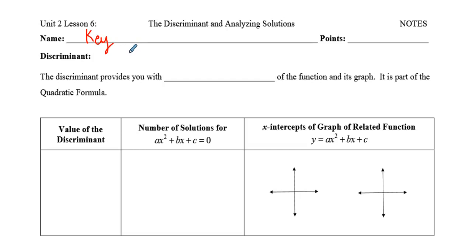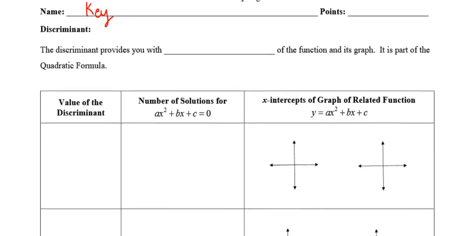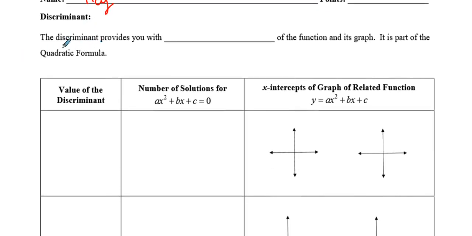Okay, welcome to the Unit 2 Lesson 6 video, which will cover the discriminant and analyzing solutions. So this video will explore the discriminant and talk a little bit about how that can be useful when we're analyzing different types of functions, quadratic functions particularly. First we'll talk a little bit about the discriminant, which will provide you with certain characteristics of the function in its graph.